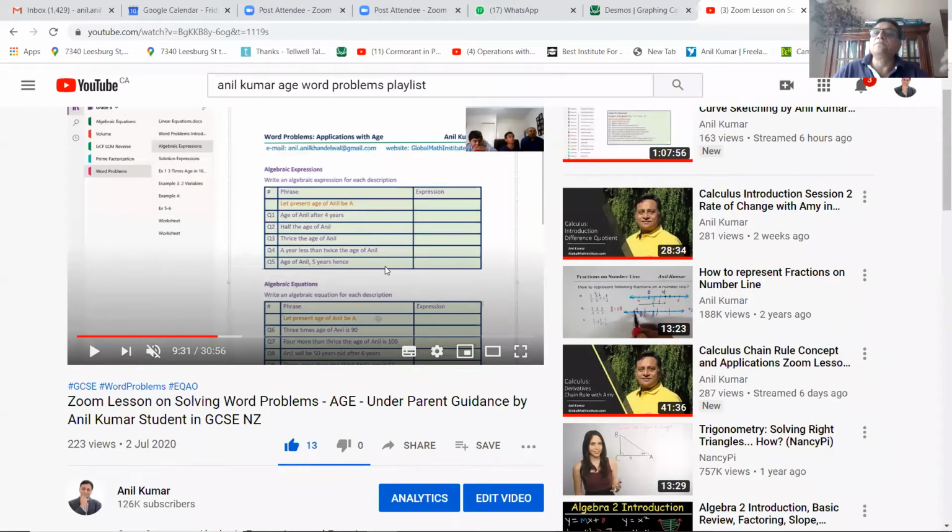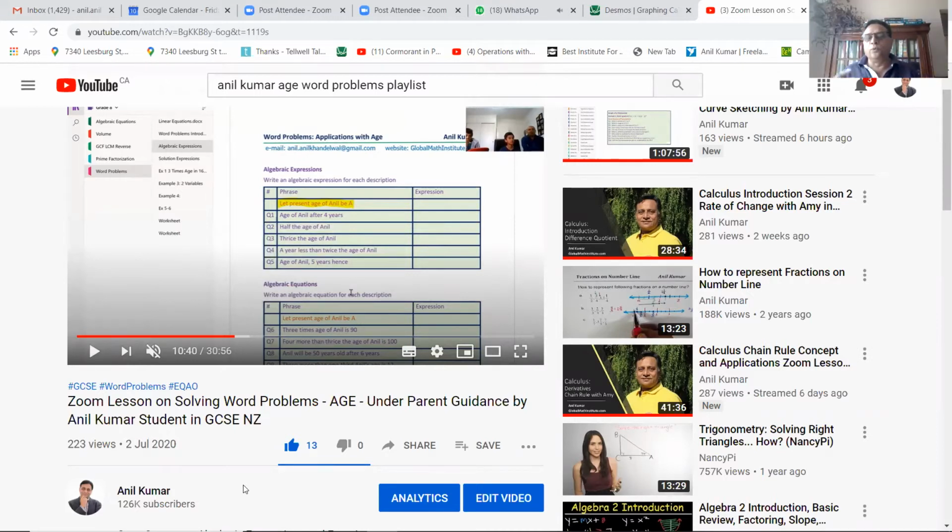5 years hence means after 5 years. Age of Anil after 5 years: A plus five. So we converted those phrases to expressions without any problems. That's excellent. Now we have question number six, which says 3 times age of Anil is 90.